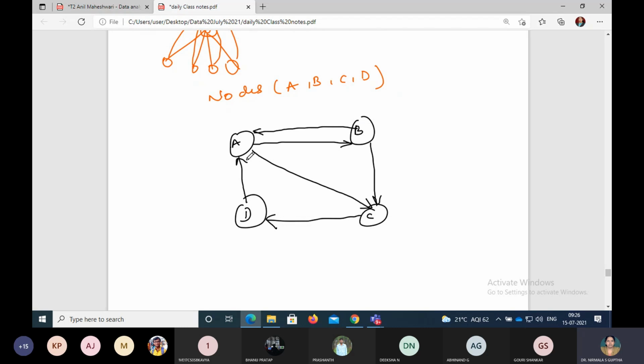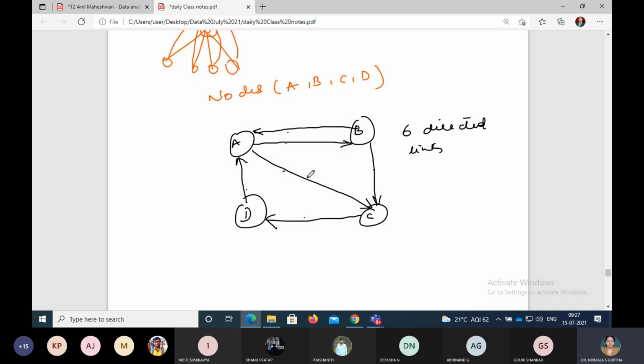So this is a simple network example comprising 4 nodes A, B, C, D, and how many directed links are there between them? Let us count. How many lines are drawn? 1, 2, 3, 4, 5, 6. So there are 6 directed links between all these 4 nodes which have been shown in the figure.